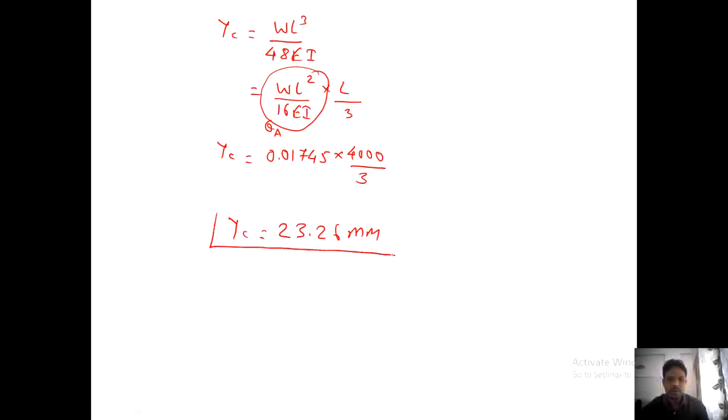So this is the numerical, very important numerical. Okay, even though the value of E or I is not given, still we can calculate deflection. Okay, thank you, we'll stop here.